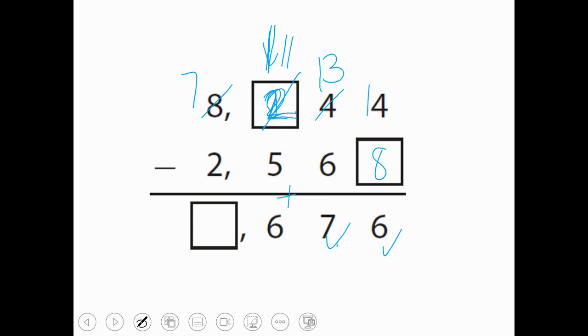So then that checks out, go to my next place value. 7 minus 2 is 5. So my answer is 5,676.